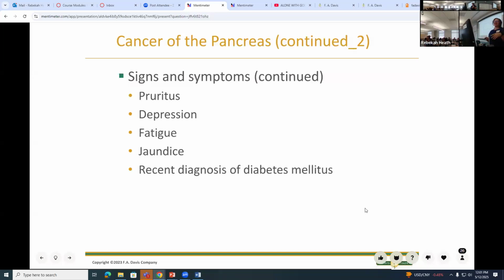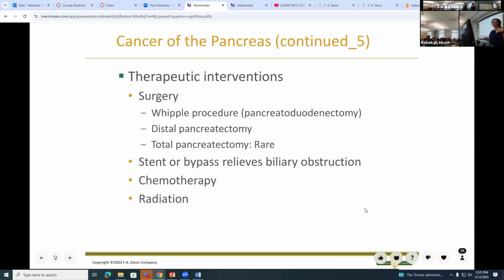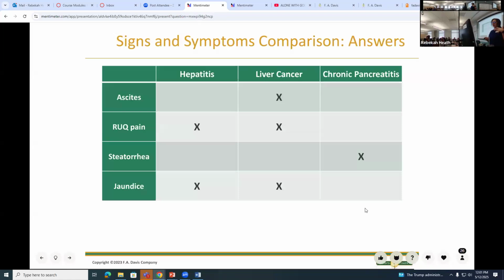Cancer of the pancreas. Really, the biggest thing I want you guys to know is that cancer of the pancreas often is caught late because the signs and symptoms are very vague until the cancer is quite advanced and often has metastasized. Very painful. Just like pancreatitis, it's very painful. Often cancer of the pancreas causes pancreatitis. This is a nice little comparison box you can use when you're studying different signs and symptoms, and how hepatitis, liver cancer, and chronic pancreatitis all have some similarities and differences.